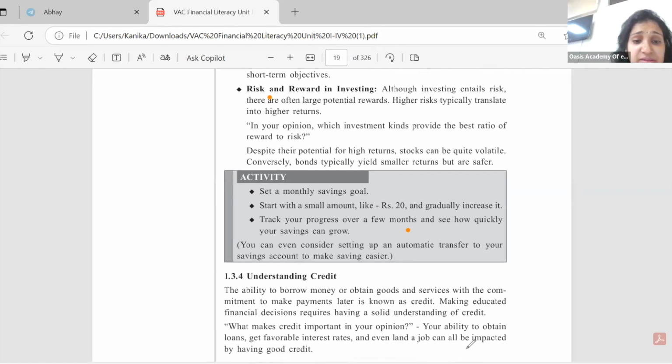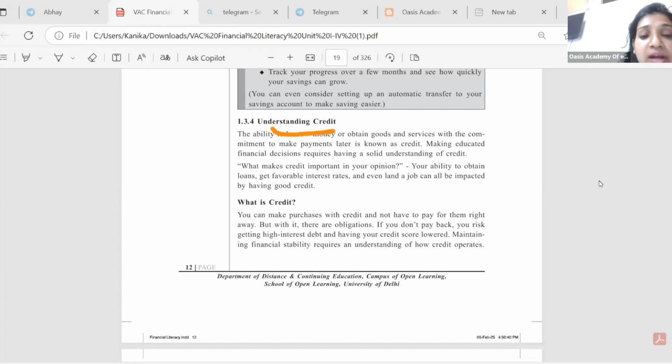Okay. Credit. What do you mean by credit? Understanding credit. The ability to obtain money or obtain goods and services with the commitment to make payments is what is known as credit. What is credit? Credit means to borrow money or obtain any goods or services with a commitment. Making a commitment to make payment later is known as credit.